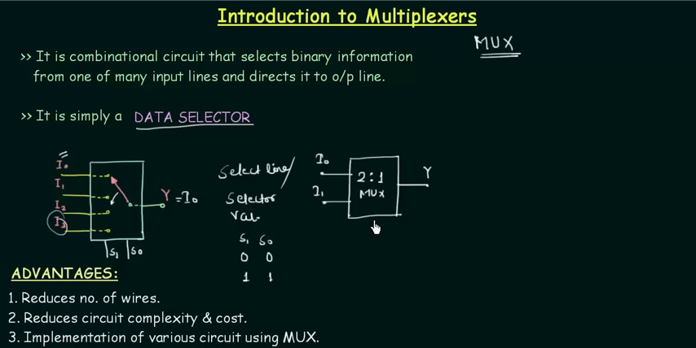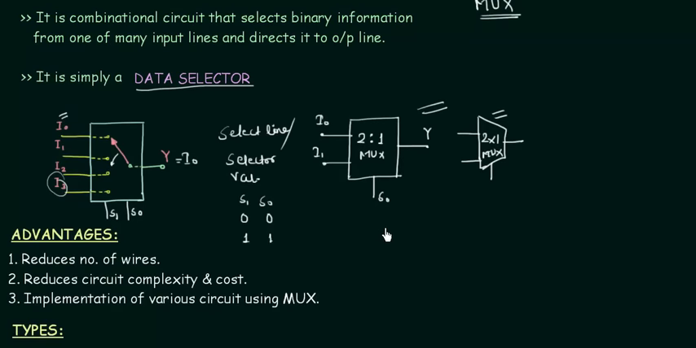And there will be a single selector variable S0. Sometimes it is also represented like this: the two inputs, one output and one selector variable, 2:1 MUX. These two representations are the same, representing the 2:1 multiplexer. Now another important thing is the relation between the selector variables and the inputs. What is the relation between the selector variables and the inputs?